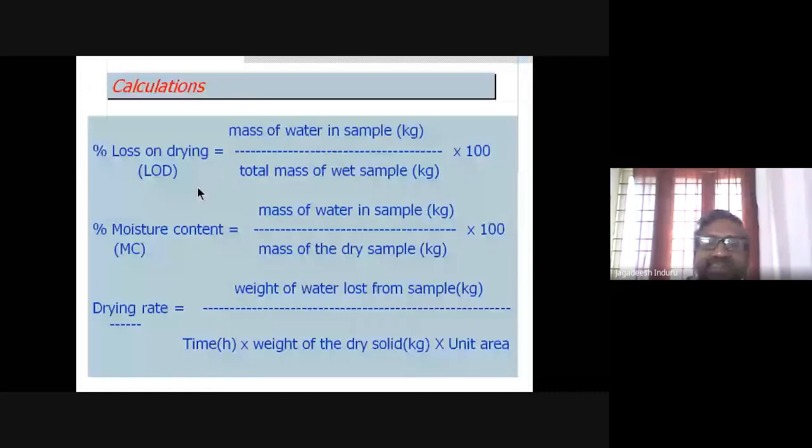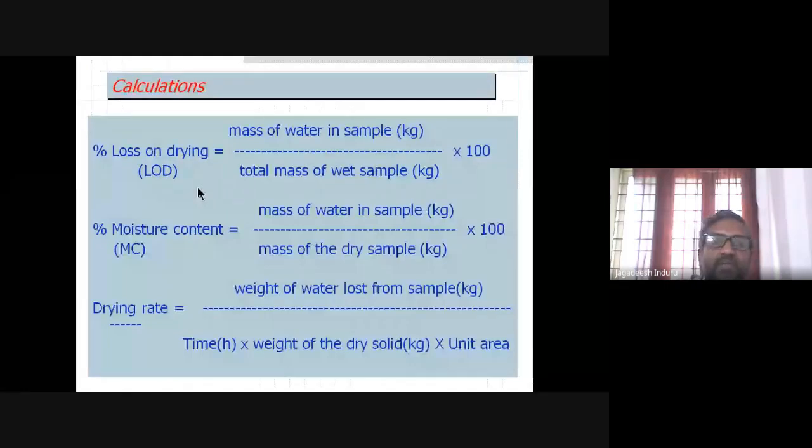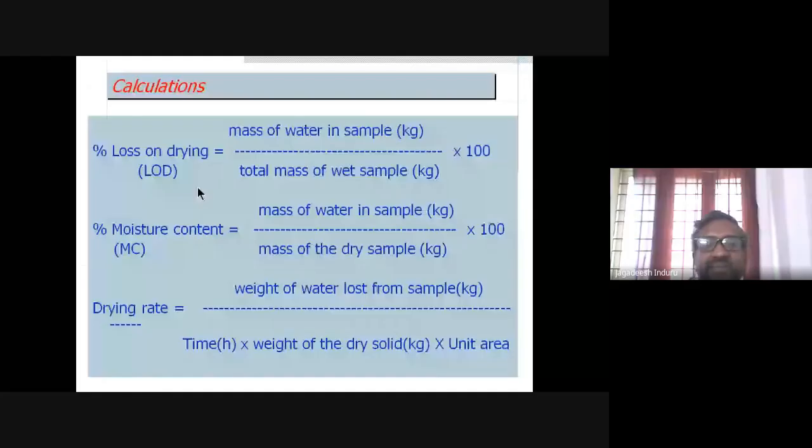Generally, it is given by your boss: how much is your end point in the drying? Either it is 1% or 2%, like that it will be given. The second one is the drying rate. What you have seen in the previous slide, the drying rate we have kept on the y-axis. It is the weight of water lost from the sample per unit time, per unit solid, per unit area.